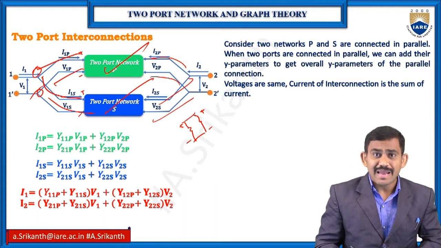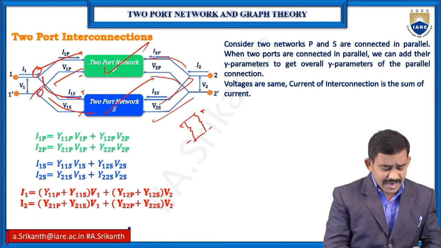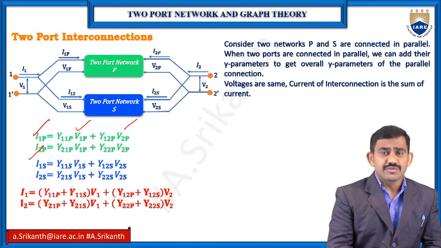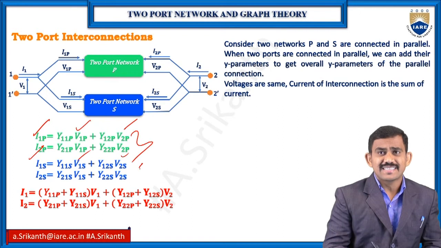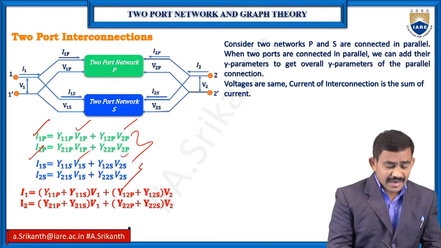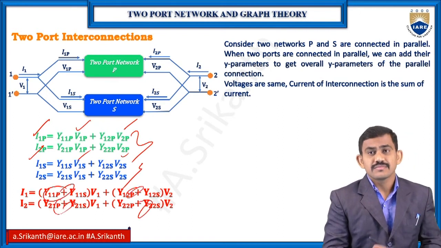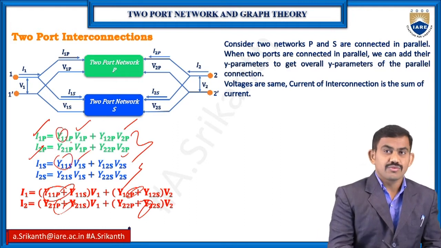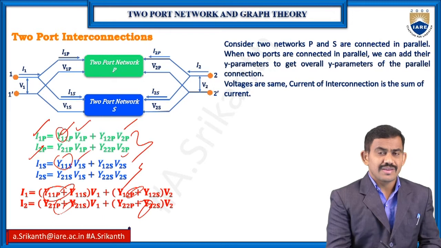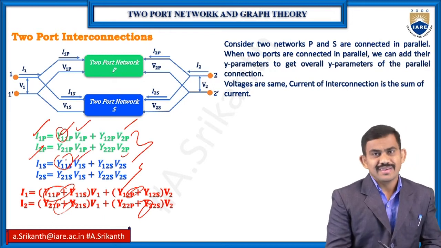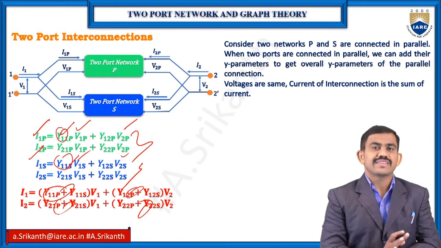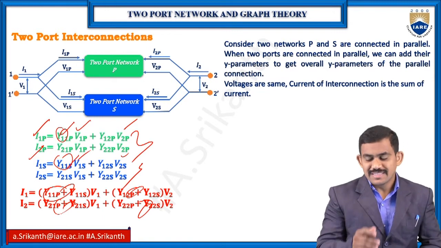Since both are connected in parallel, I need to go for the Y parameters. In Y parameters, I1 and I2 are in the form of V1 and V2. Write the equation for the P network as well as the S network, then add those values. So the P network Y values and the S network Y values are added. Parallel means we need to go for the Y parameters, and series means we need to go for the Z parameters.